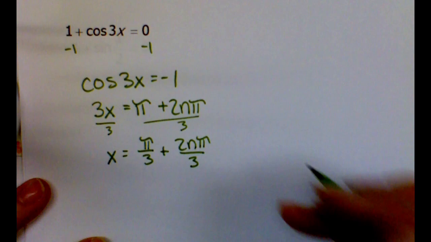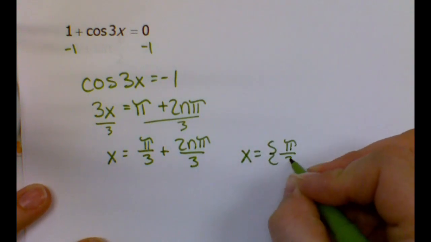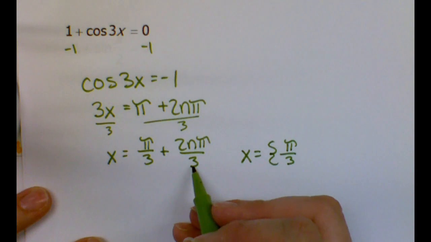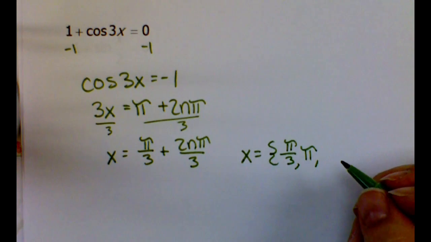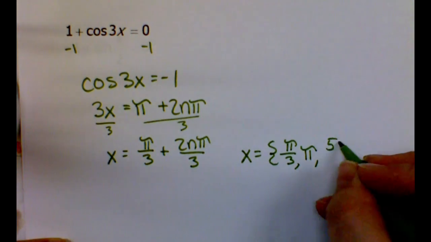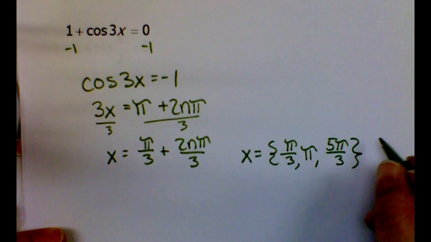There's my general answer. My specific answers are going to be pi over 3 plus 2 pi over 3, which makes pi, plus 2 pi over 3, which makes 5 pi over 3, plus 2 pi over 3 makes 7 pi over 3, which is too big.